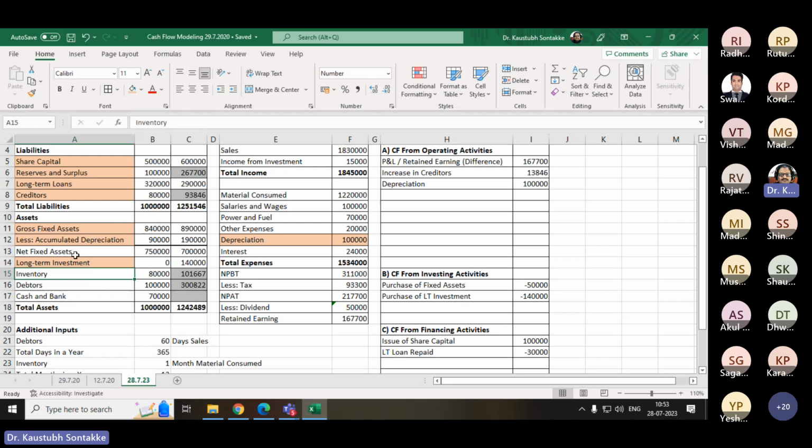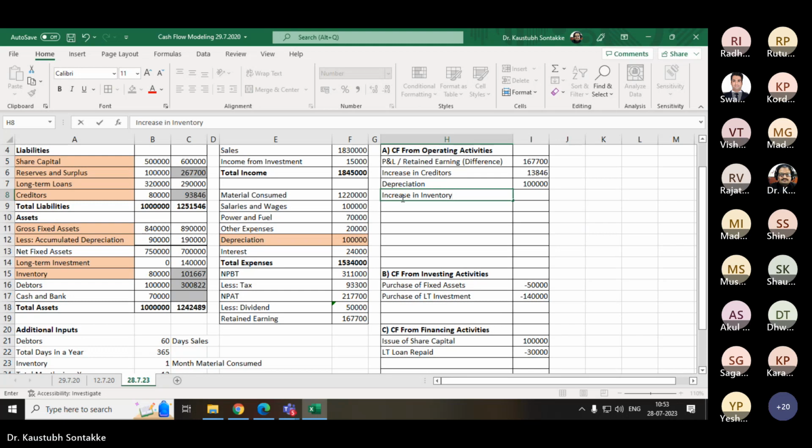Next, inventory. 80,000 becomes 1,01,667. Increase in inventory means money is blocked in inventory. Cash outflow, that also in operating activity. You write increase in inventory, equal to year 1 minus year 2. You can see you are getting a minus figure, which is outflow.